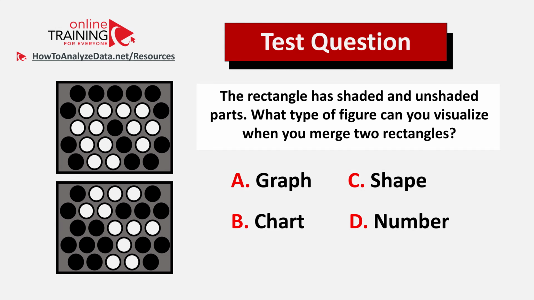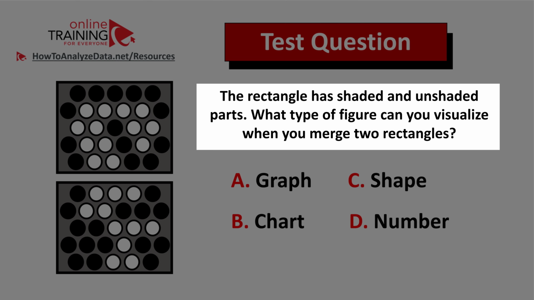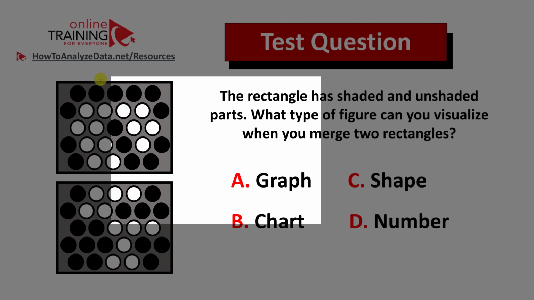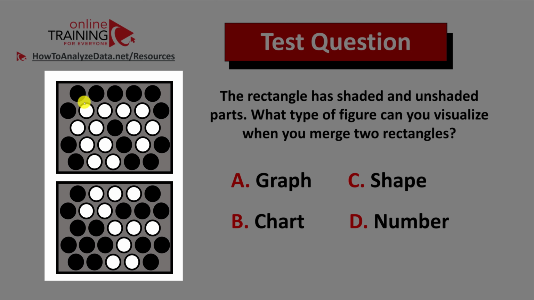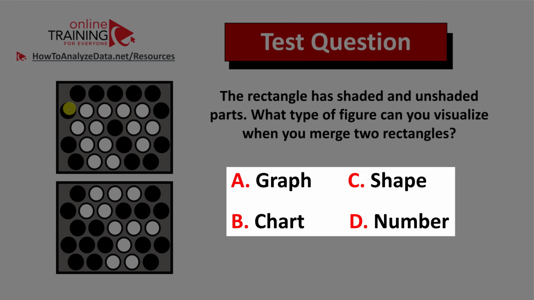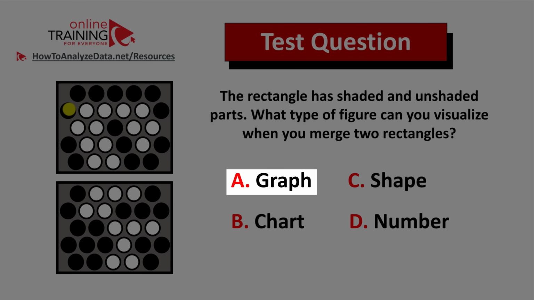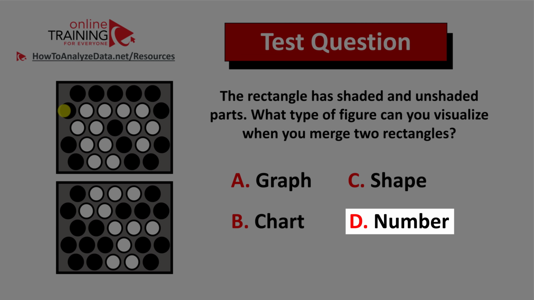Here's the question. The rectangle has shaded and unshaded parts. What type of figure can you visualize when you merge two rectangles? You have two rectangles on the left. They have shaded and unshaded parts, represented by white circles and black circles. And you have four possible choices. Choice A, graph. Choice B, chart. Choice C, shape. And choice D, number.